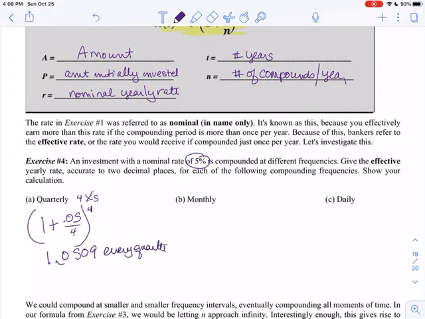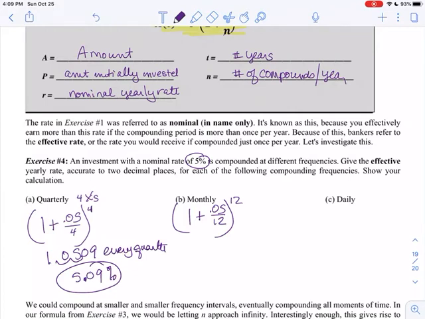1.0509. So I'm going to move that decimal over. So here we go. We got 1.0509 every quarter. But I'm going to move that over 2 places. So it's really 5.09. So instead of 5%, I'm getting 5.09% per year. So you can see it's a little bit better.